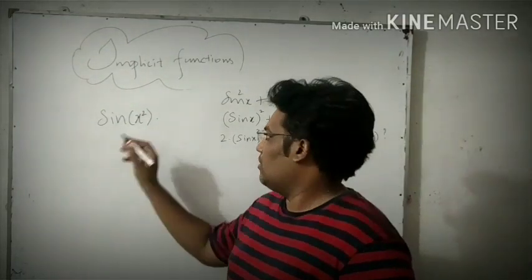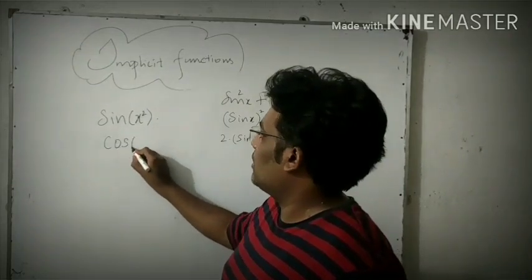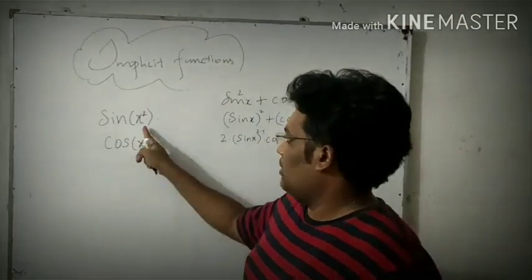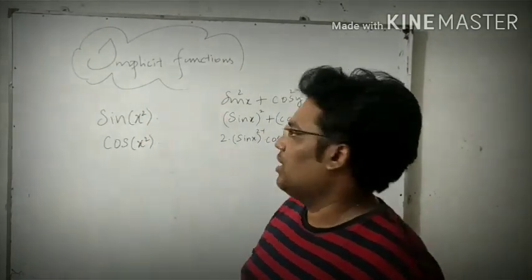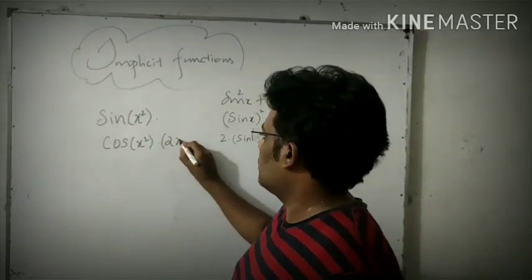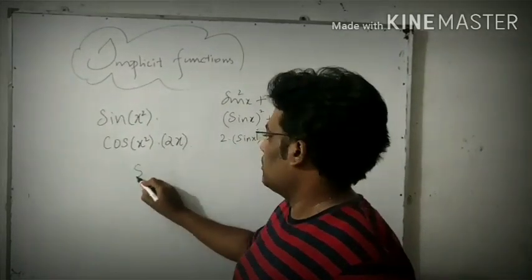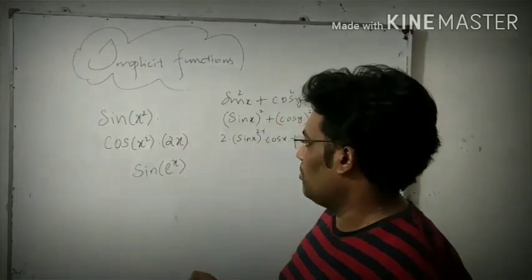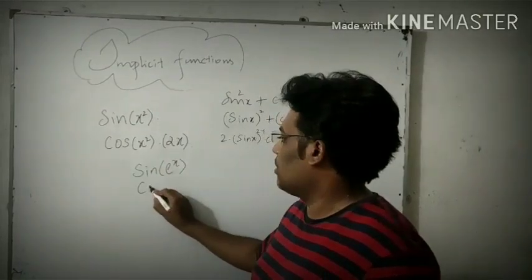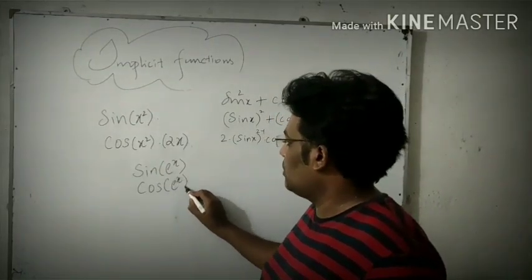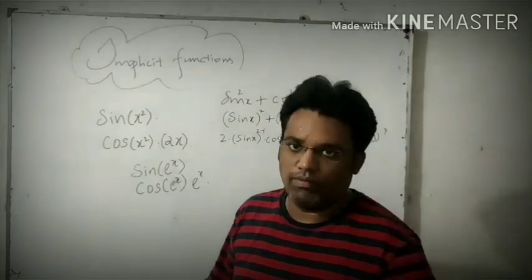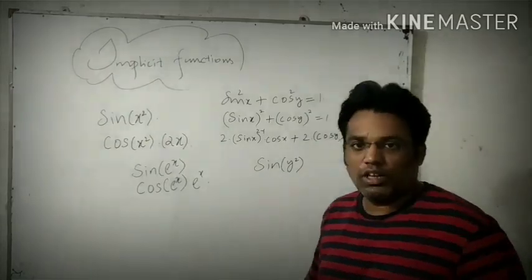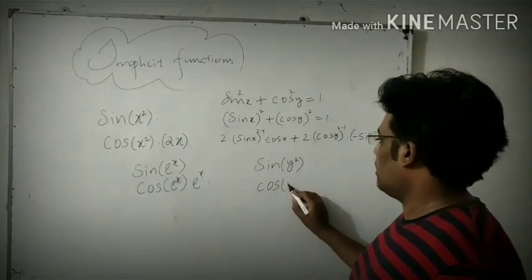Now, differentiation of sine of x square is cos of x square into, we don't have x here, instead we have x square, therefore you have to differentiate that. Differentiation of x square is 2x. Same thing, sine of e power x. I think in the last video I discussed all these problems. Differentiation of sine of e power x is cos of e power x, and differentiation of e power x is e power x. In the same way, when you have something like sine of y square, differentiation of sine of y square is cos of y square.